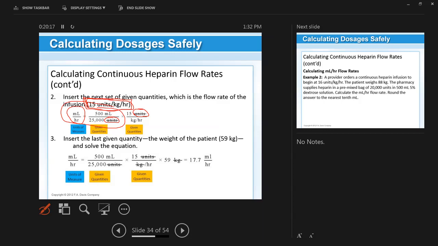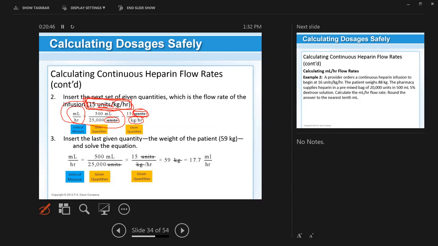I can only ever have one label as my numerator in dimensional analysis. However, I can have two labels as my denominator. So when I'm looking at a 3-part label like this, I need to be able to identify that I can have kilograms per hour on the bottom, but I can only have units on the top. So it's important to note that when you write this, your 15 units goes over your kilograms per hour.